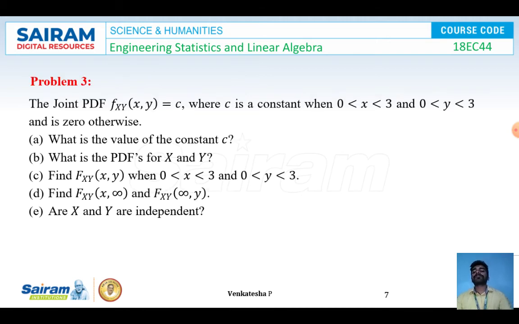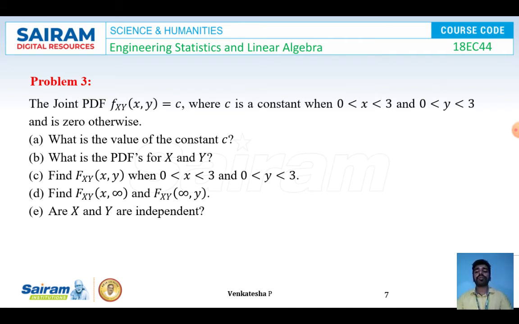Problem number 3. The joint PDF fxy of x comma y is equal to c, where c is a constant when 0 less than x less than 3 and 0 less than y less than 3. What is the value of the constant c? Second one, what are the PDFs for x and y? Third one, find fxy of x comma y when 0 less than x less than 3 and 0 less than y less than 3. Fourth one, find fxy of x comma infinity and fxy of infinity comma y. Fifth one, are x and y independent random variables?